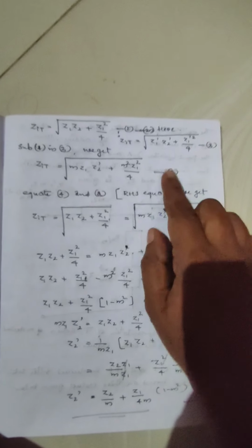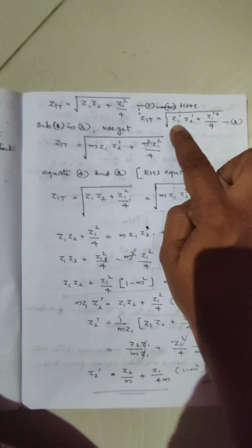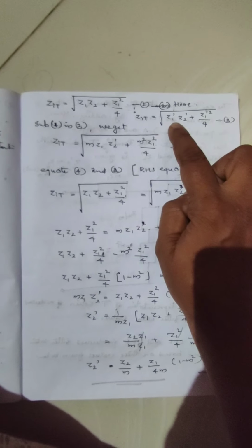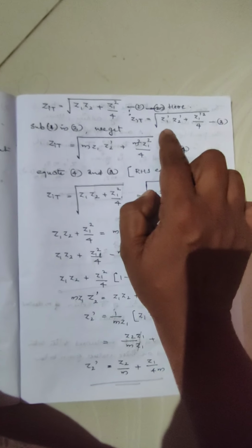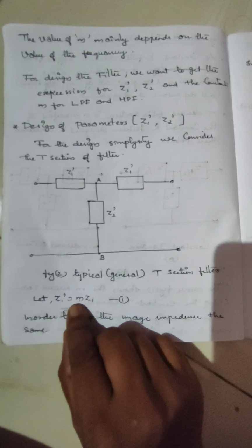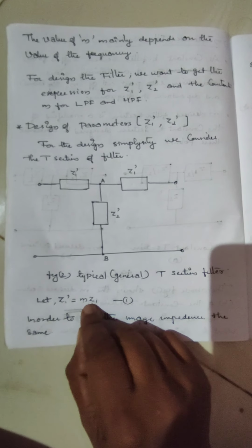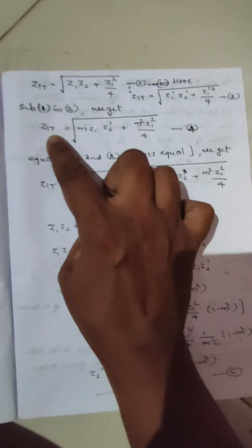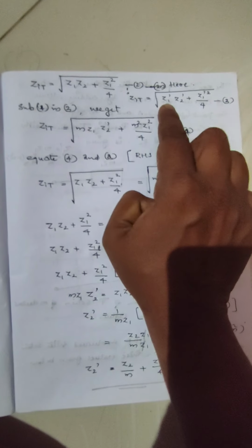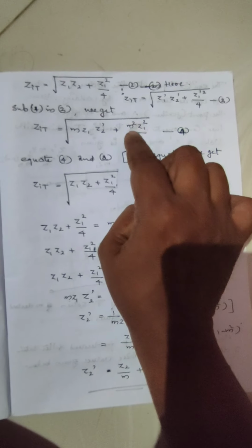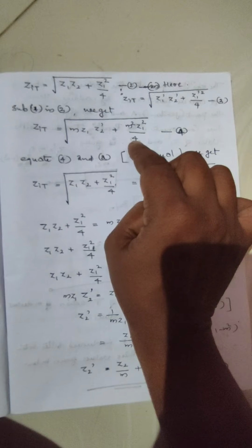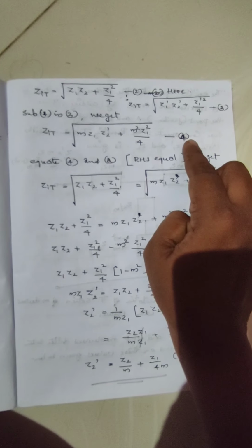Within this equation there will be the expression for z1 dash. Instead of z1 dash I substitute z1 dash is equal to m into z1, which we already considered. So for here, ZIT is equal to root of m into z1 into z2 dash plus m square z1 square divided by 4. Okay, so this is our fourth equation.